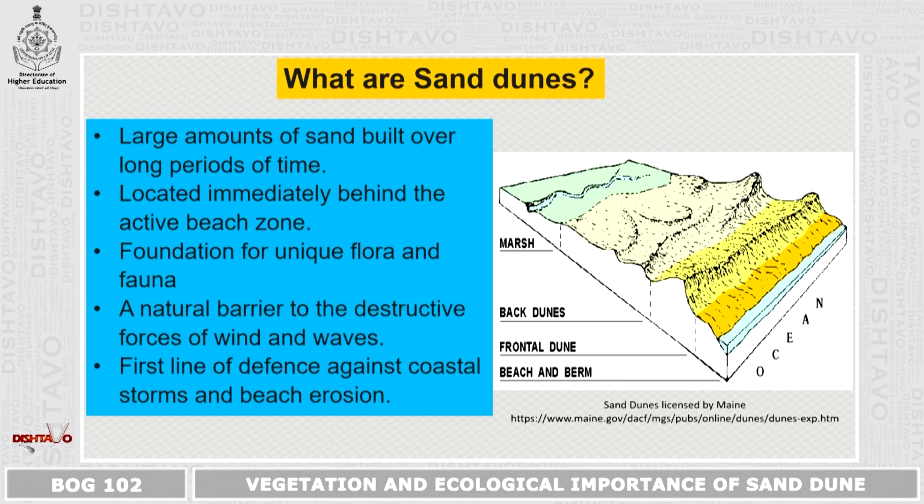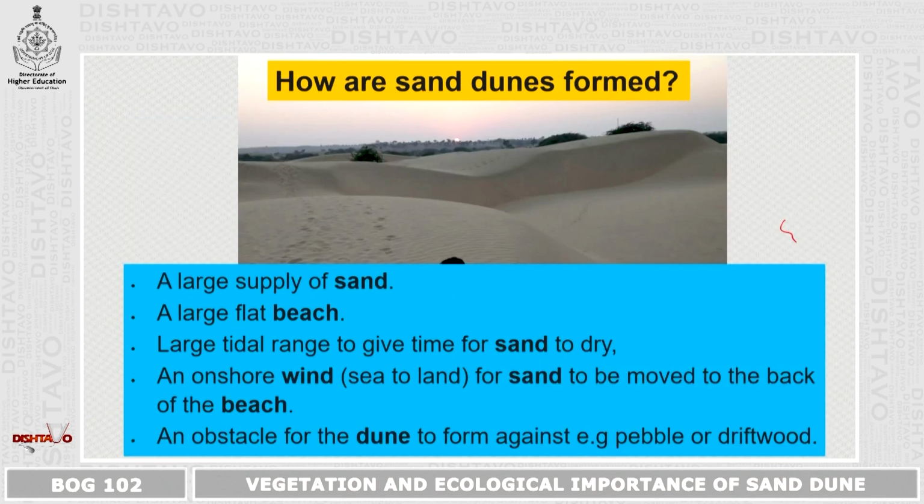You can have a look at this diagram where we see the ocean, we see the beach and the berm, we see the frontal dune, the back dunes, and after the dunes, we have the marshes. So basically, this is how the sand dunes are and how they are formed.